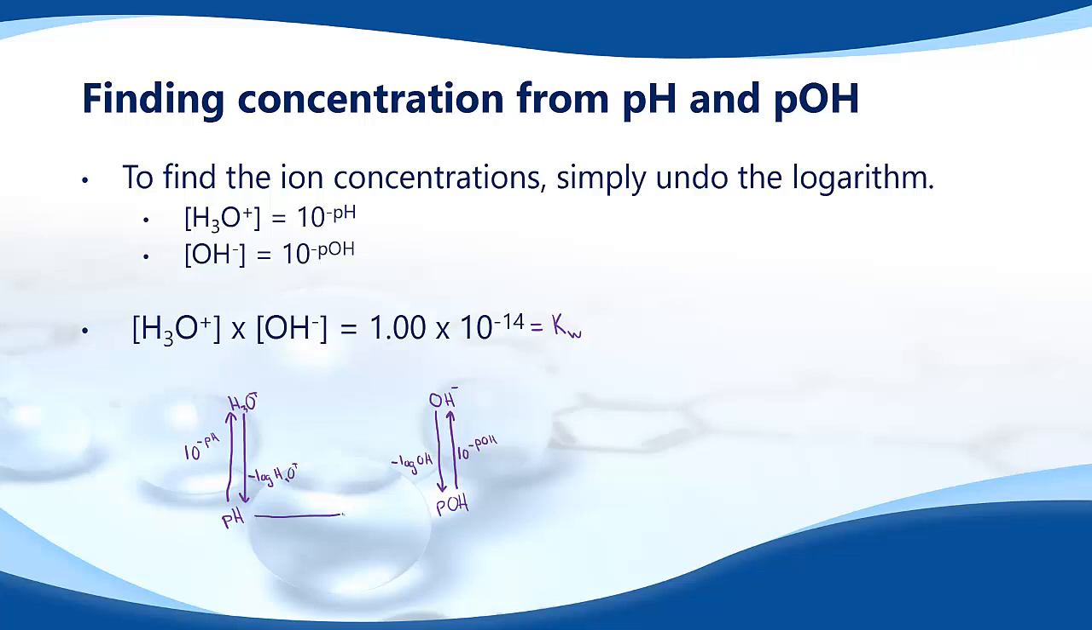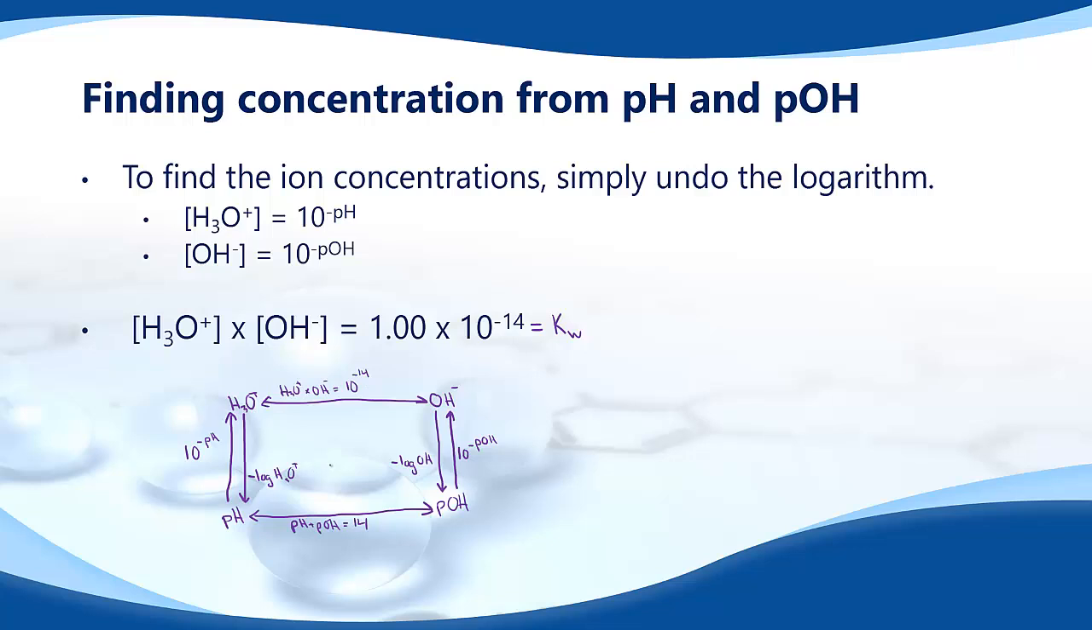pH and pOH convert directly into each other, right? So pH plus pOH equals 14. And H3O+ and OH- convert directly into each other. Right, so we can say that H3O+ times OH- equals 10 to the minus 14th.